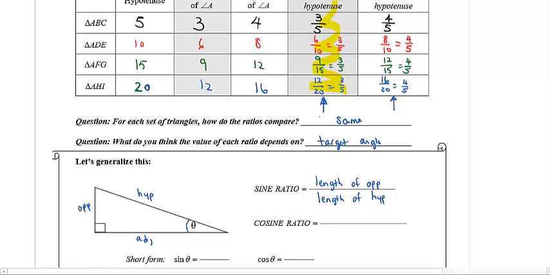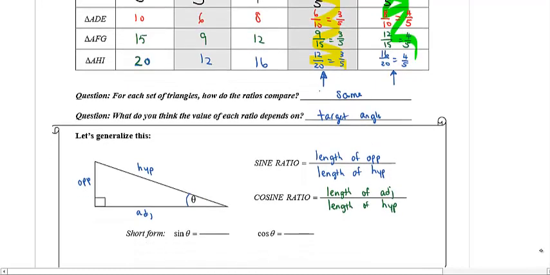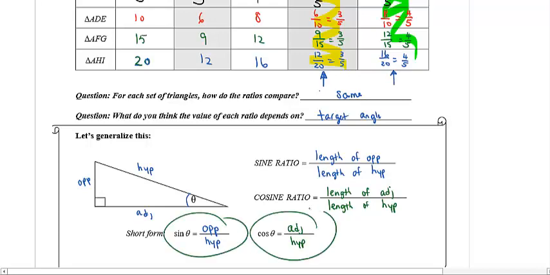Then we have cosine, and that's this last column here. That's where we're going to take now the length of the adjacent side and divide that by the length of the hypotenuse. So the short form here, once again, sine theta is the opposite divided by the hypotenuse, whereas cosine theta is equivalent to the adjacent divided by the hypotenuse. Alright?